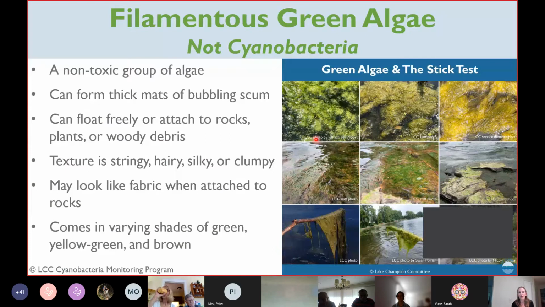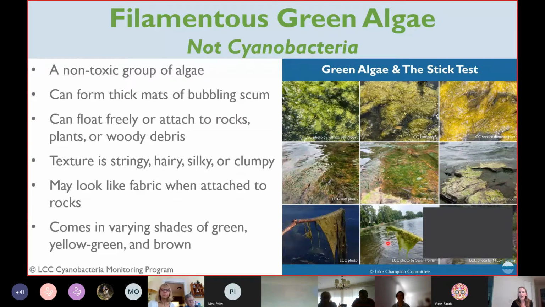Filamentous green algae: we often get a lot of reports of people confusing filamentous green algae with cyanobacteria because it can form these scums. It's often presented in colors that aren't dissimilar to how cyanobacteria can show up, but its texture is usually stringy or hairy or silky or clumpy. It often will attach to rocks or plants or woody debris. Most cyanobacteria don't do that.